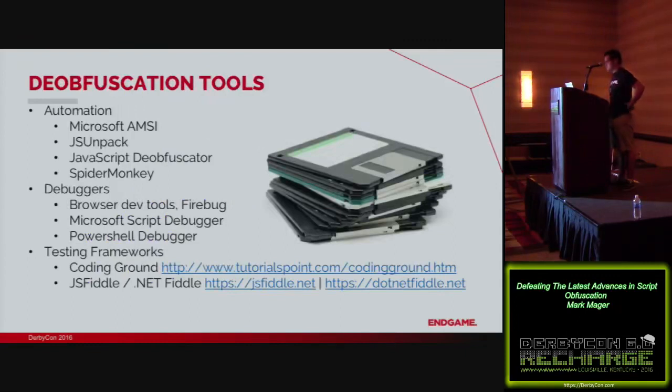So, luckily for us, there are several tools to further assist us with deobfuscating scripts. There are tools such as AMSI and JSONPack that attempt to automatically produce deobfuscated versions of scripts with varying results. There are plenty of debuggers out there that get the job done for most languages as well, thank God. And there are also several online testing frameworks which are very handy and can greatly speed up the deobfuscation process, so you don't even need a debugger in those instances.